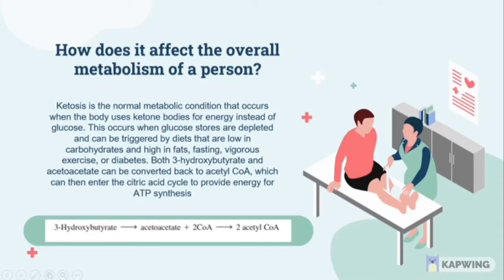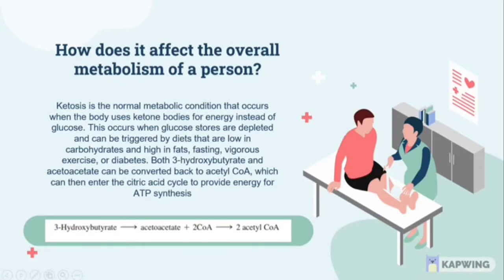Ketosis is the condition or process that occurs when our body uses the ketone bodies for energy instead of the usual glucose. This situation mainly occurs in times where the glucose storage of our bodies is low or depleted. Now, this situation can be easily manipulated or triggered by having diets that are low in carbohydrates but high in fat, also known as keto diets, which will be explained further by my friend.